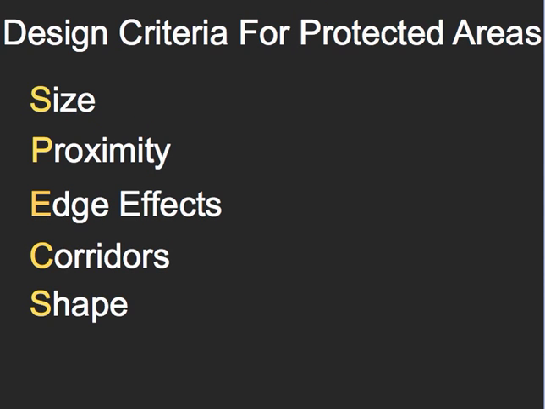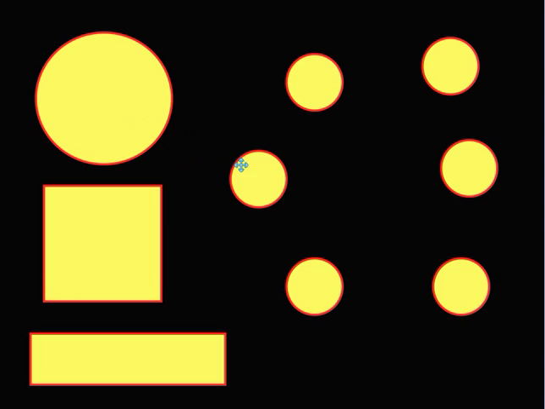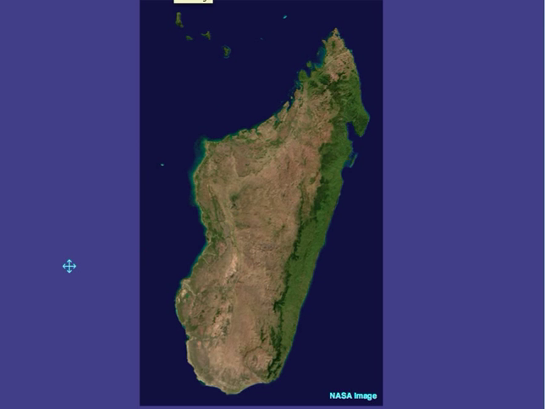Size: how big should the protected area be? Ideally, the bigger, the better. But, as is the case with the island of Madagascar, size is not something that can be arbitrarily determined. Sometimes size is limited because of human intervention or simply because of a small space. But where possible, the bigger the protected area, the better it is.